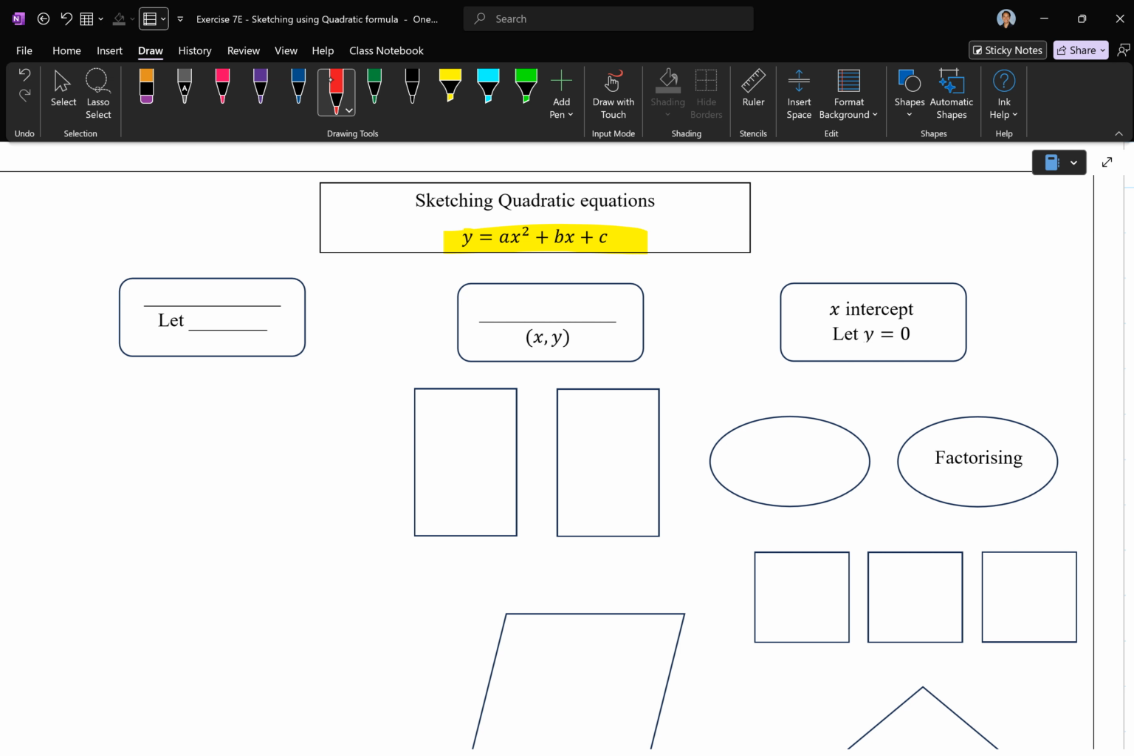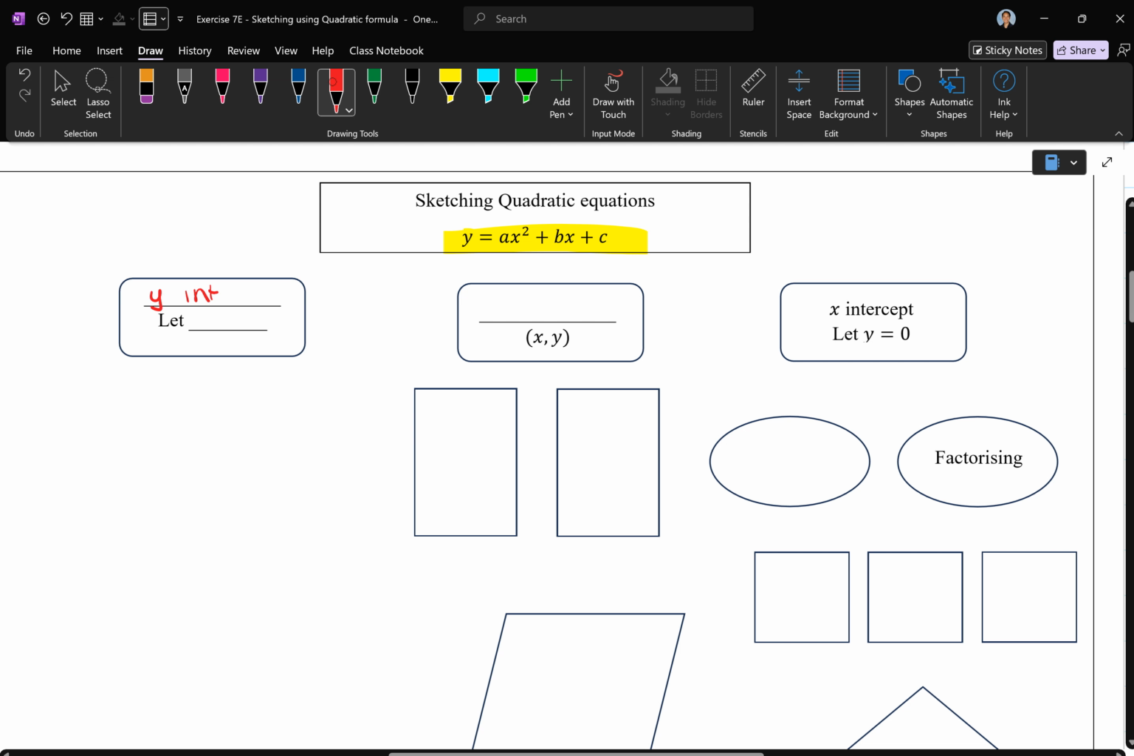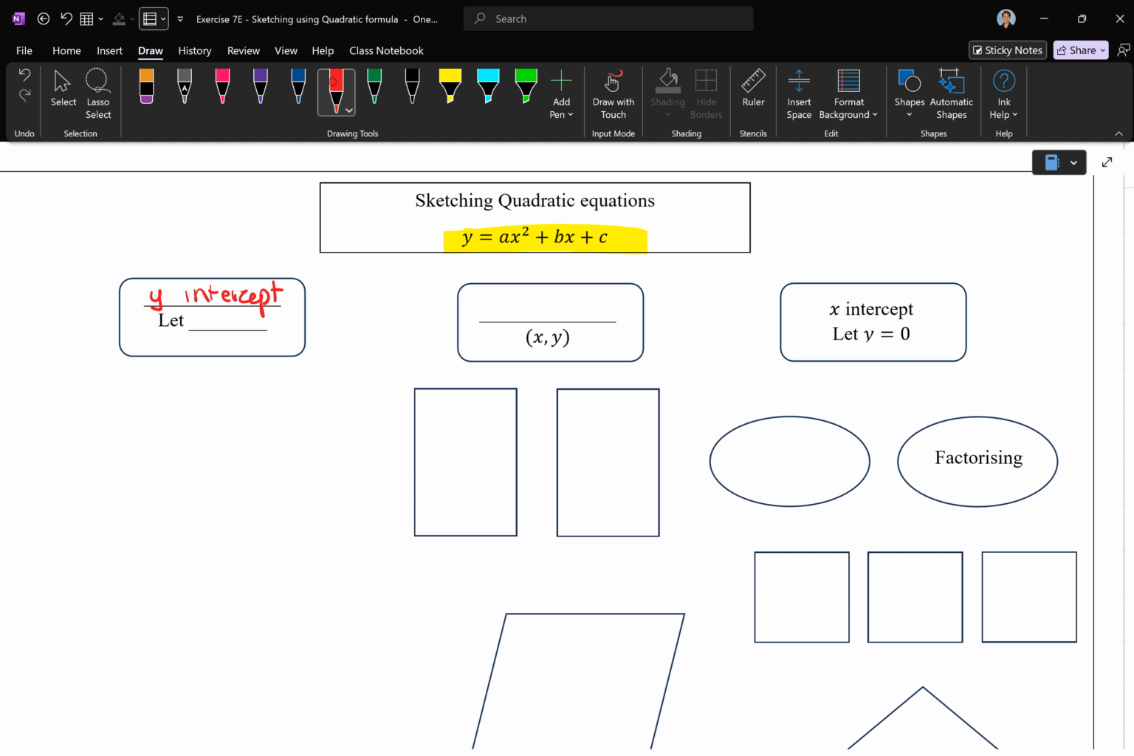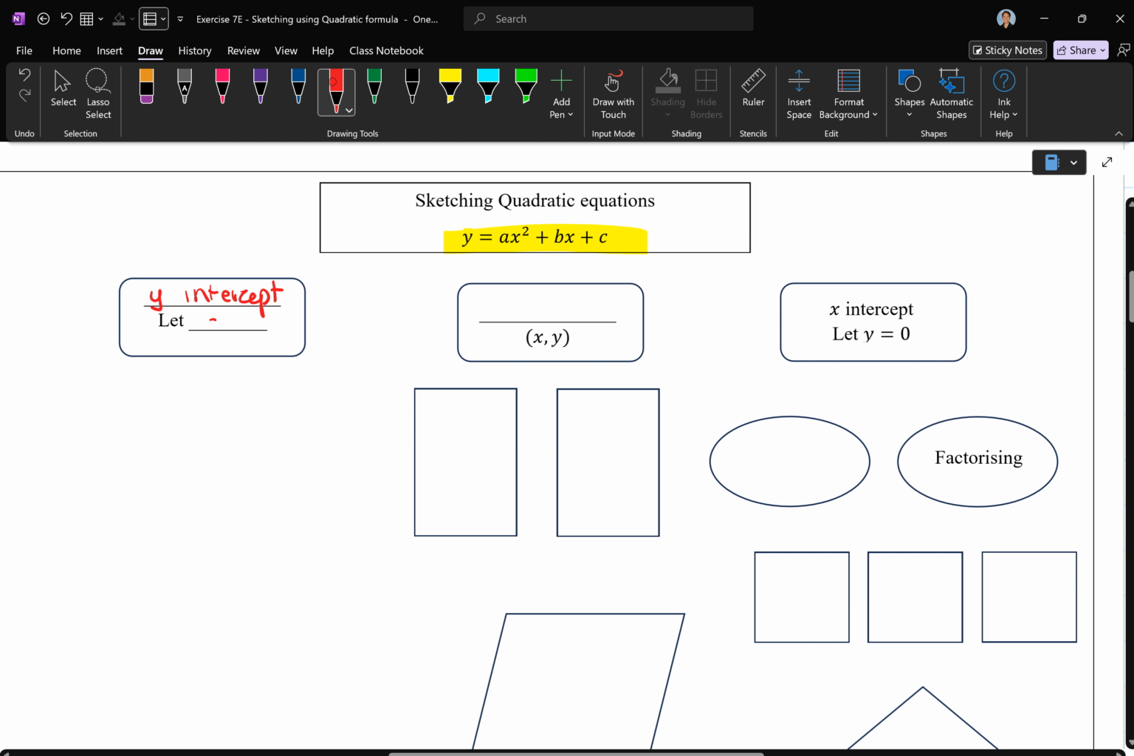Number 1, you need your y-intercept. Now, how do you find your y-intercept again? What's the theory? How do you find your y-intercept? What do you normally let? X equals 0. Okay, sure. Let x equal to 0. So that one's easy to do.